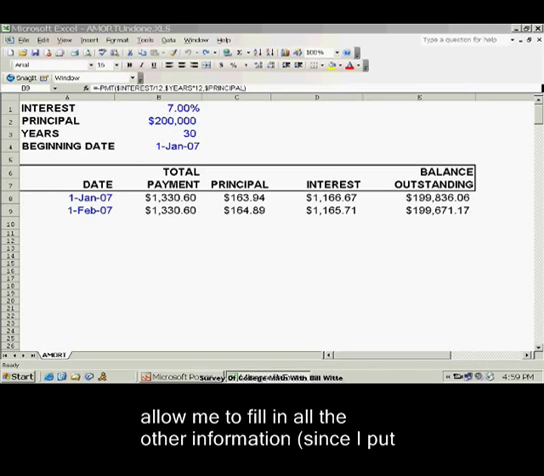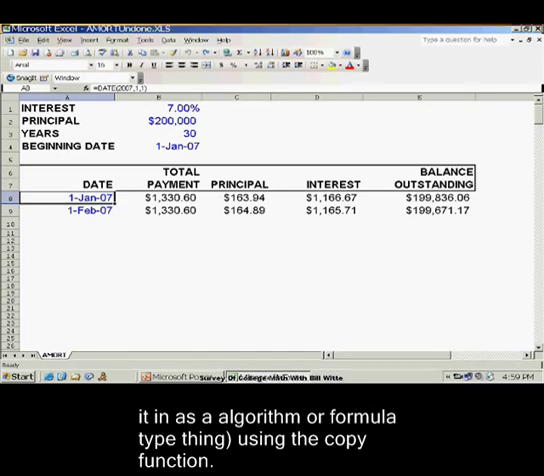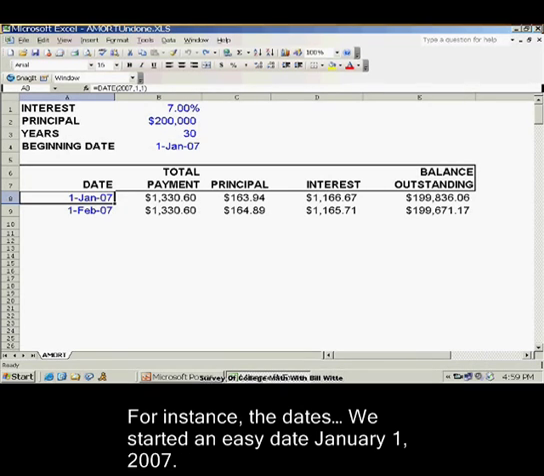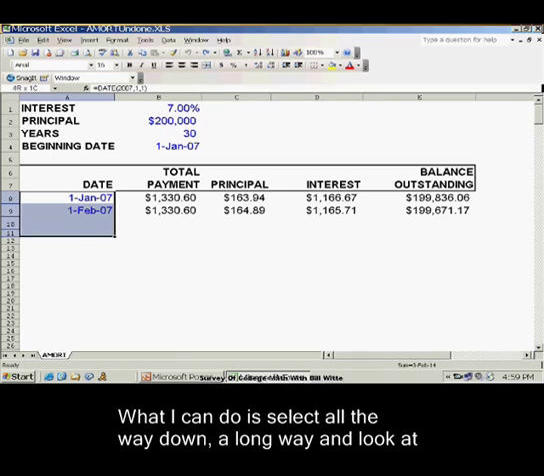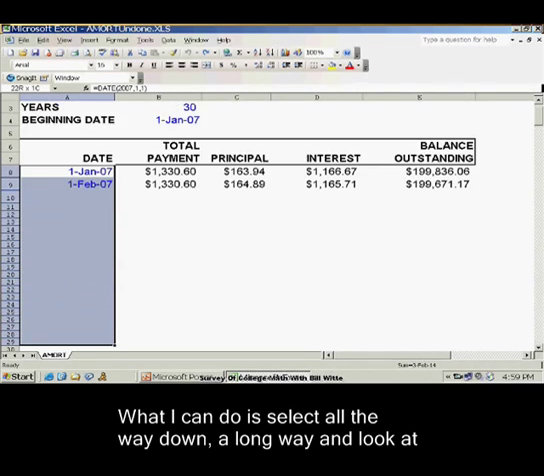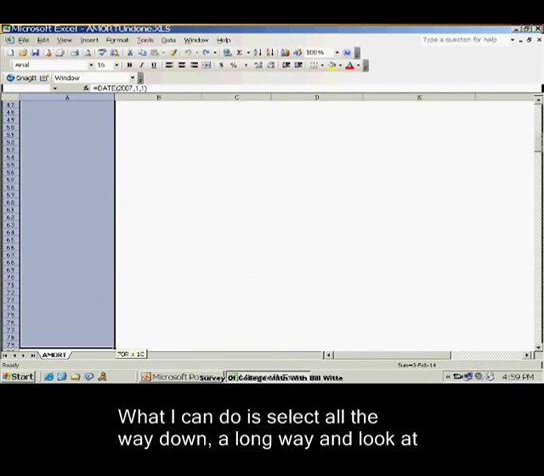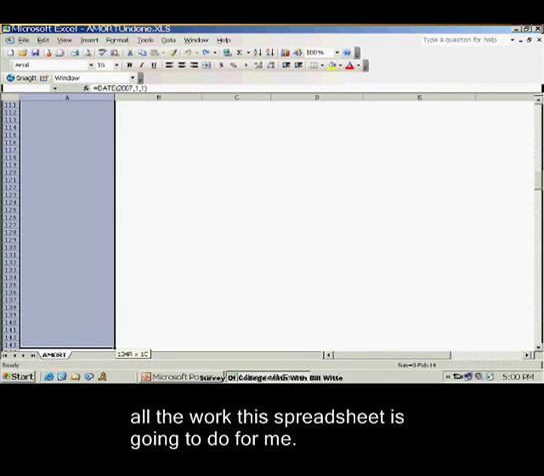Okay? For instance, the dates, we started on an easy date, January 07, so I want to finish, don't I, on, let's see, December 1st, because we finished on a December. So what I can do is go all the way down. Let's see. That's a long way. Close to 360, row 368, I think.